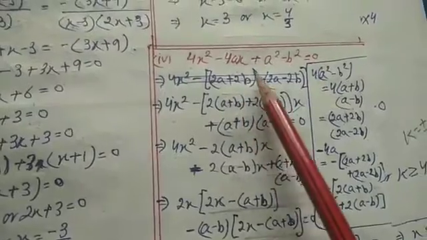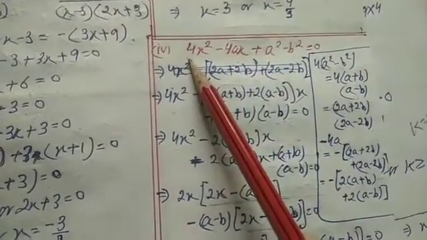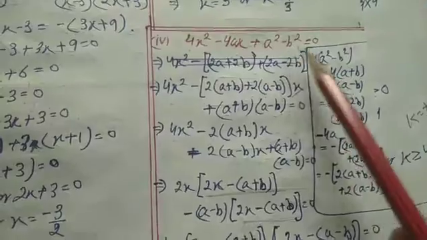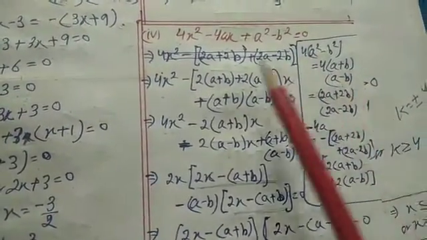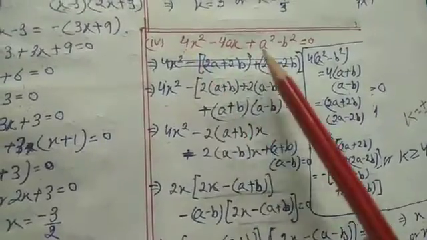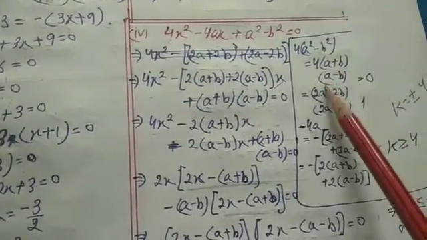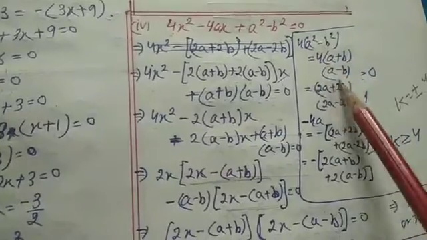So first of all, we can see here that a is 4 and c is a square minus b square. As we know, a square minus b square can be written as a plus b into a minus b. Now if we multiply this by 4, then we have 4 into a square minus b square, so we have written here 4 into a plus b into a minus b.